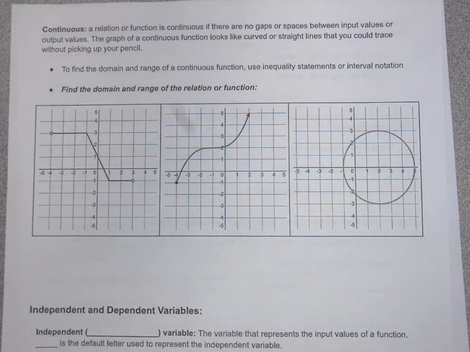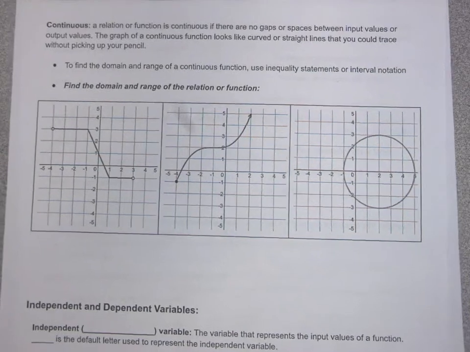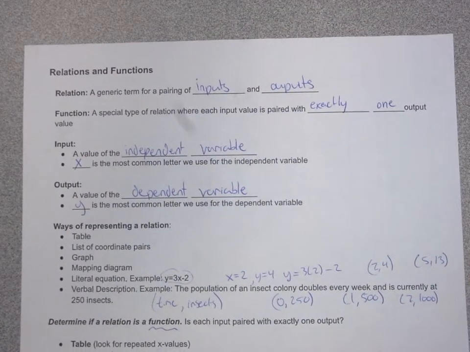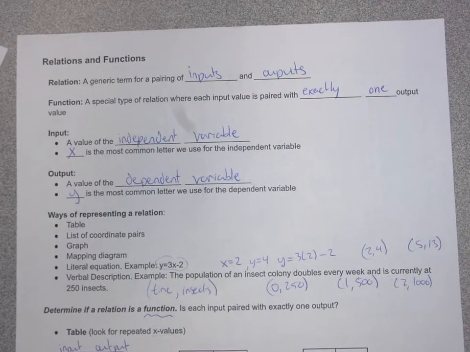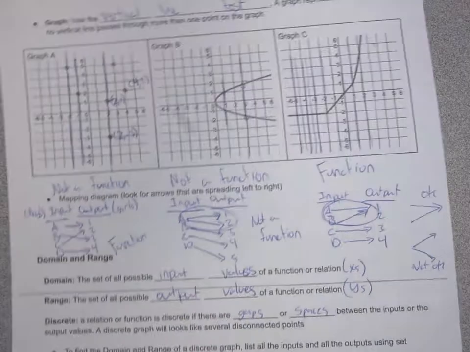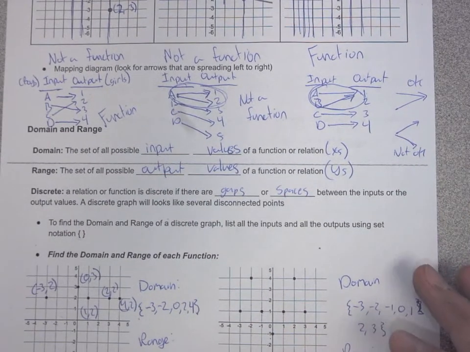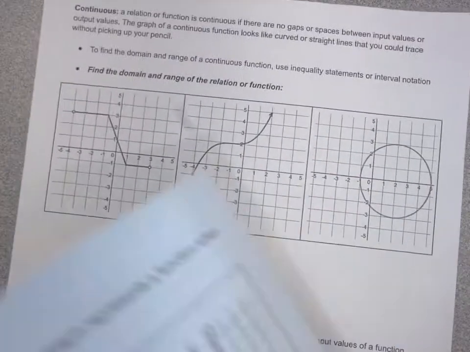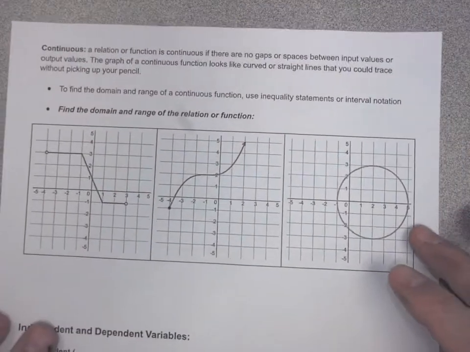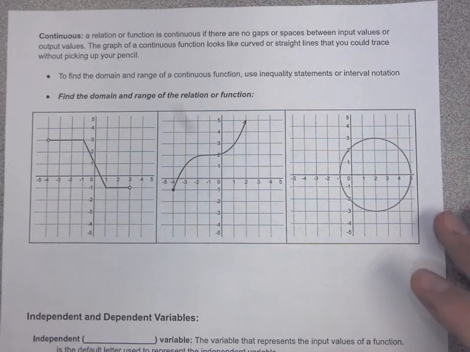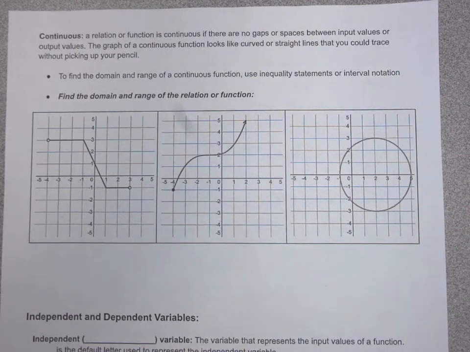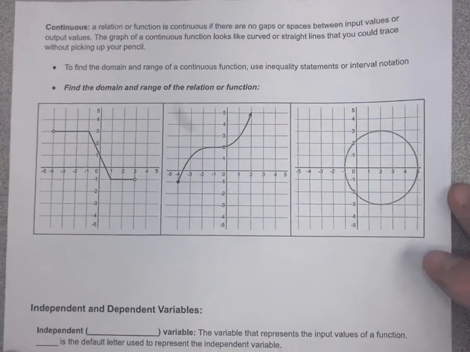Hi, this is the second part of the notes from today. So this is relations and functions notes. We got through domain and range for discrete, but we need to finish with continuous. If you didn't get the other notes from this, then go back to the previous video and check that out. This is just going to be kind of the tail end.